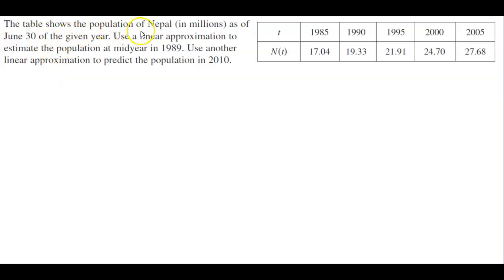The table shows the population of Nepal in millions as of June 30th of the given year. Use a linear approximation to estimate the population at mid-year in 1989, and then use another linear approximation to predict the population in 2010. So the first part is to use a linear approximation to estimate the population at mid-year in 1989. So we're going to call this part A.